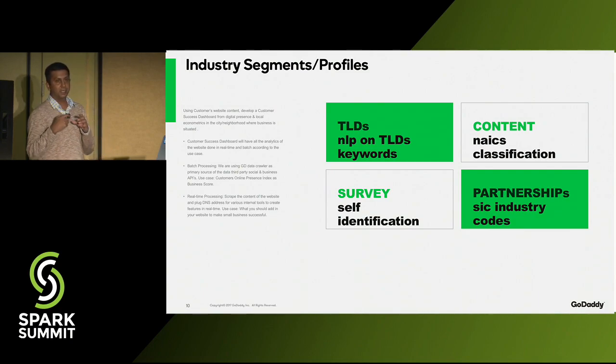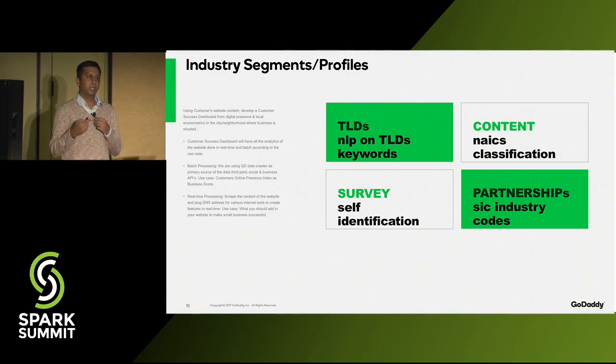Then content: we analyze the raw HTML content and do text-based classification. Then some customers do self-identification. They tell us they are in the healthcare industry, so based upon that we use their data. And we get some of the data from partnership agreements. We combine all this data and put it into one single table of all the industry segments, so that we know what that domain is about, what their business is about, what exactly they do, and what exactly they mention in their business agreements.